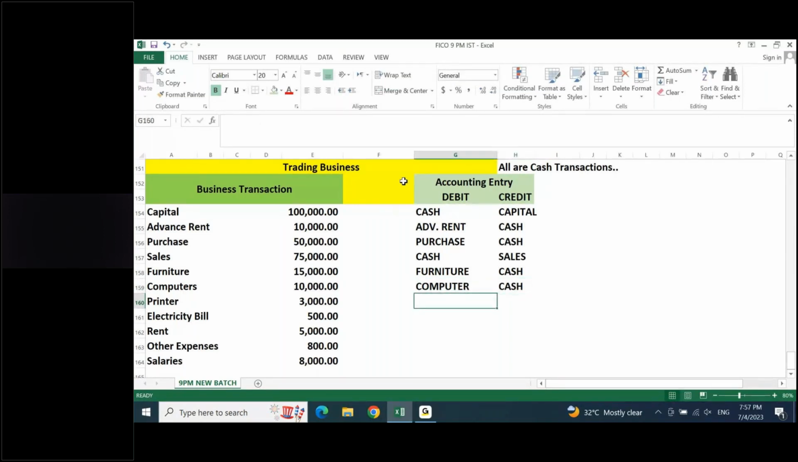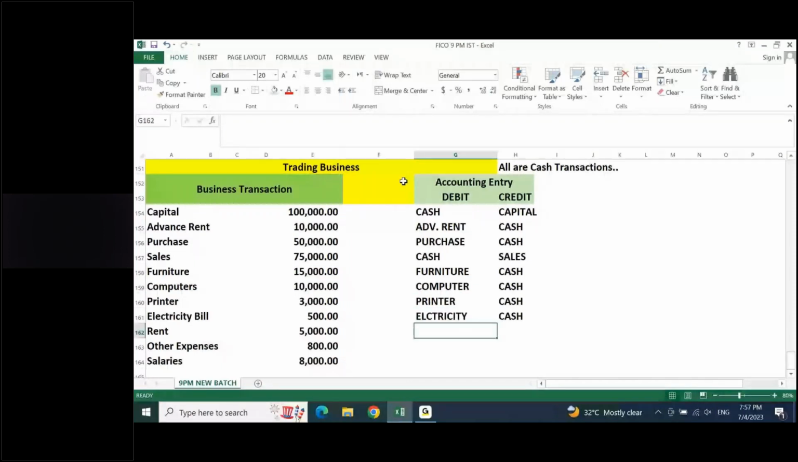For printer purchase, printer account debit, cash account credit. Printer debit, cash credit. For electricity bill, electricity bill debit, cash credit.